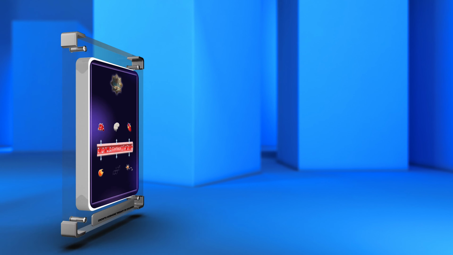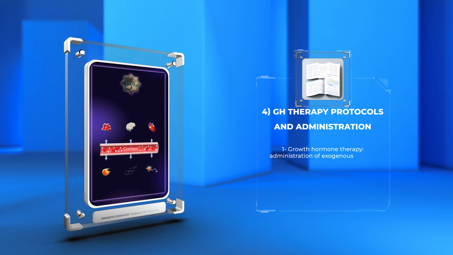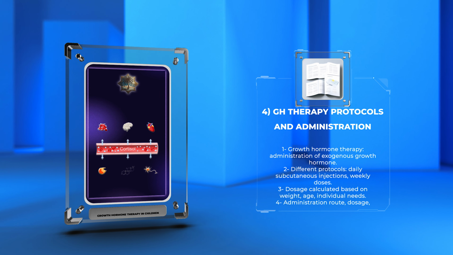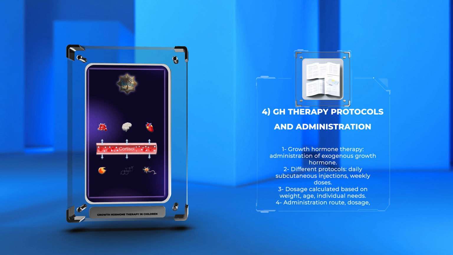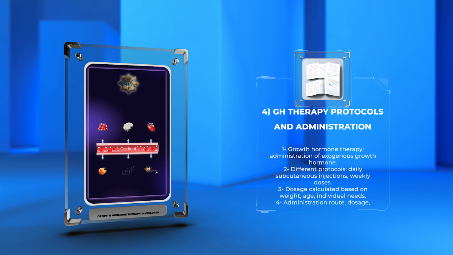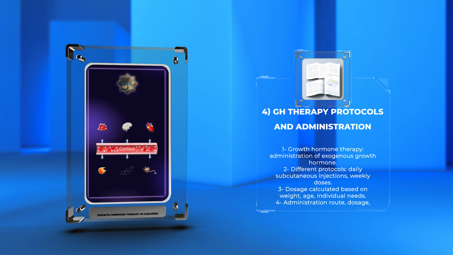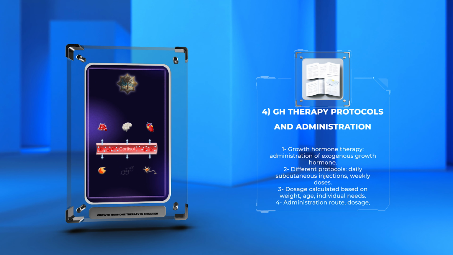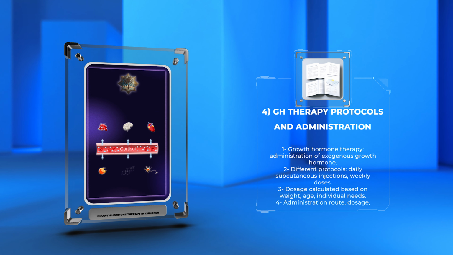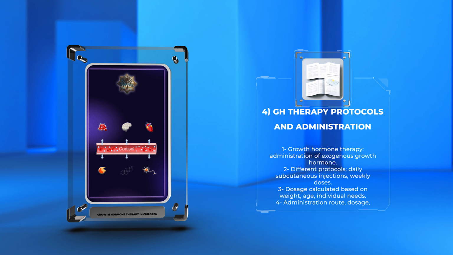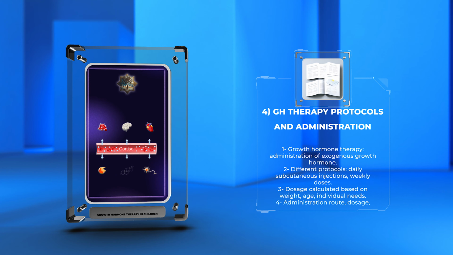Growth hormone therapy involves the administration of exogenous growth hormone to achieve optimal growth and development in individuals with growth hormone deficiency. Several protocols exist for GH therapy, including daily subcutaneous injections and weekly doses. The dosage is carefully calculated based on the patient's weight, age, and individual needs. The administration route, dosage, and frequency may vary depending on the underlying condition and treatment goals. Monitoring and adjusting the dose during therapy play a crucial role in achieving optimal treatment outcomes.